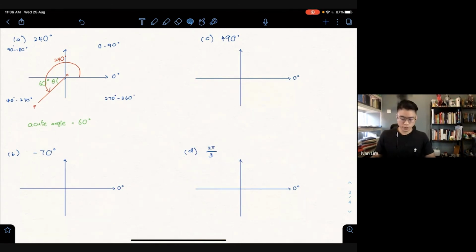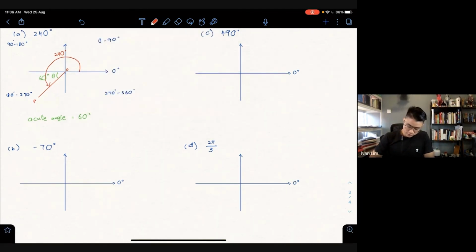All right, 1 minute is up. Okay, let's look at B first. They want you to find negative 70 degrees. For me to find negative 70 degrees, the negative value is important. Negative means I have to go in the clockwise direction. So we need to determine which quadrant it is in.